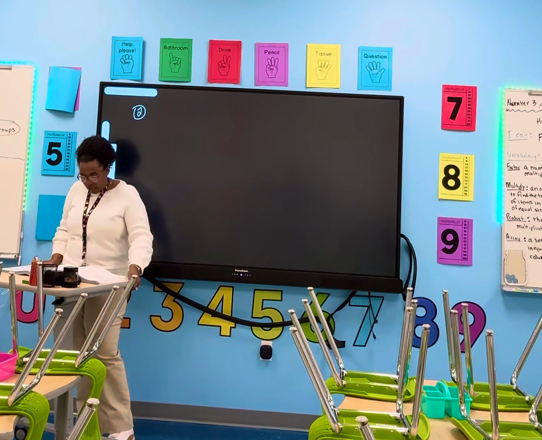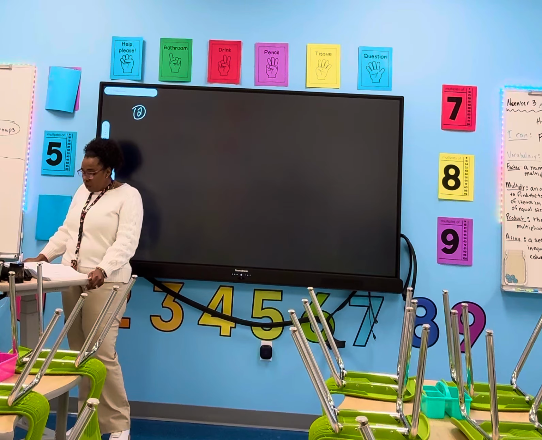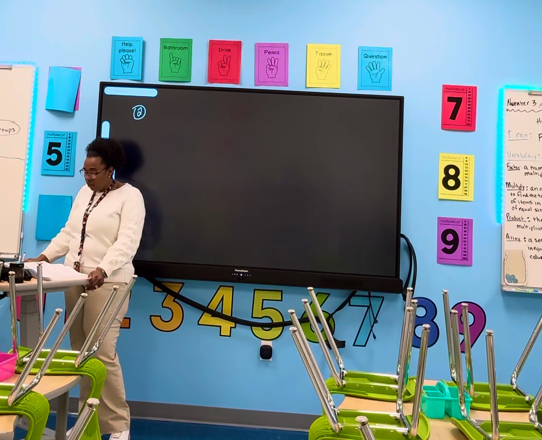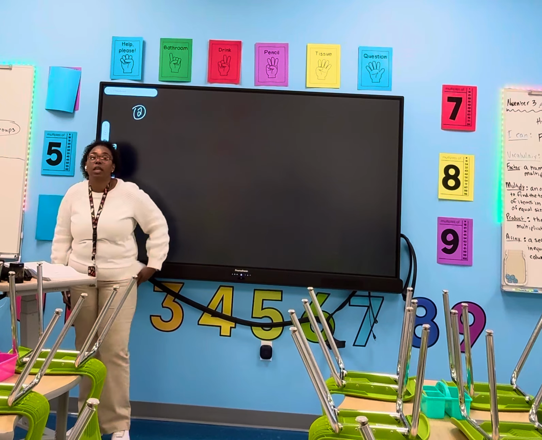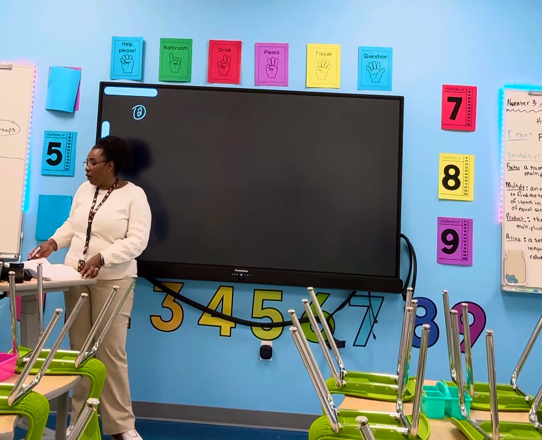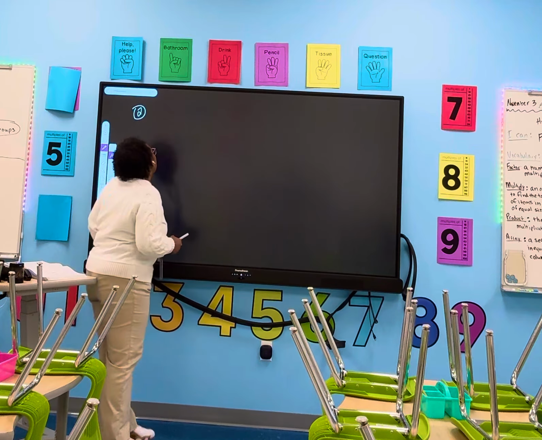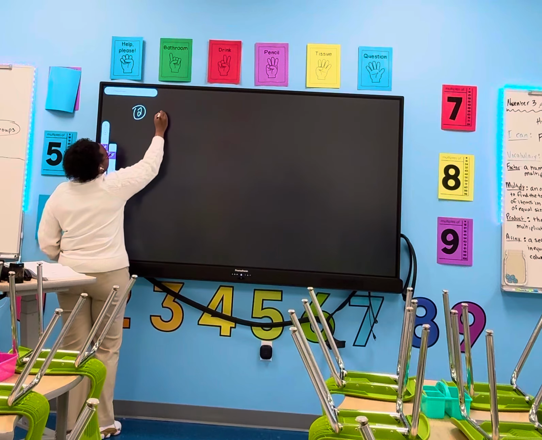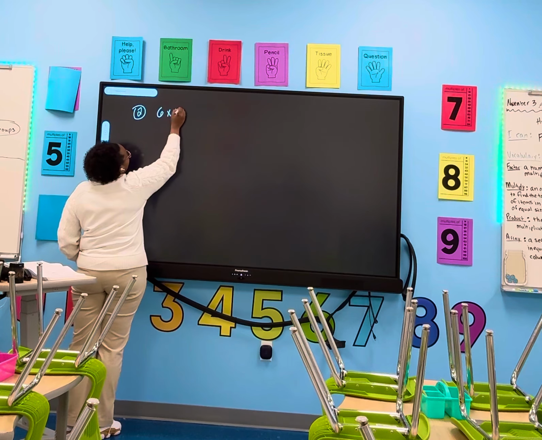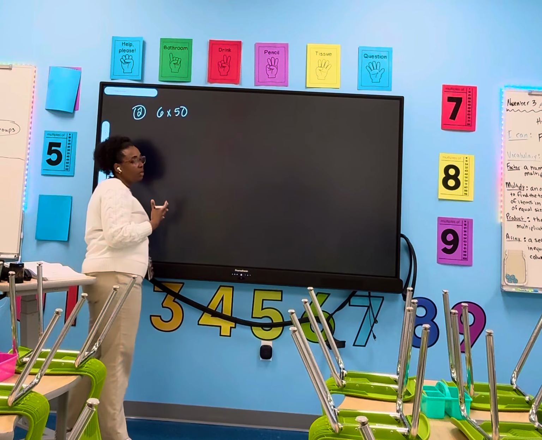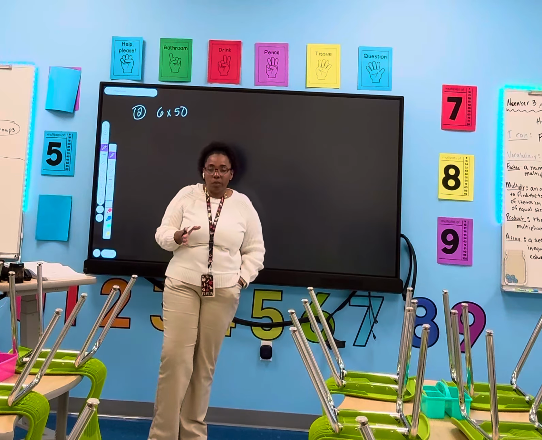Okay, so number 2 says, how would you use skip counting to find 6 times 50? Explain. So they want to know, how could we use skip counting to help us find that? So when they give us a multiplication equation of 6 times 50, before I even jump in, let me just give you a brief explanation of what the lesson was today.